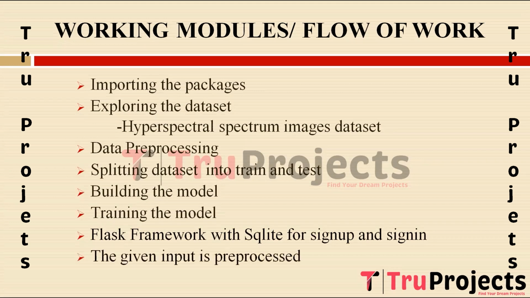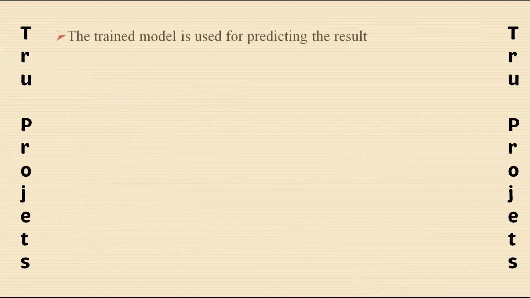The given input is pre-processed. This step refers to the preparation of the input data received from users. Before input data is passed through the model for gas detection, it needs to undergo pre-processing similar to what the initial dataset underwent. This ensures that the input data is in the right format and quality for the model to work effectively.